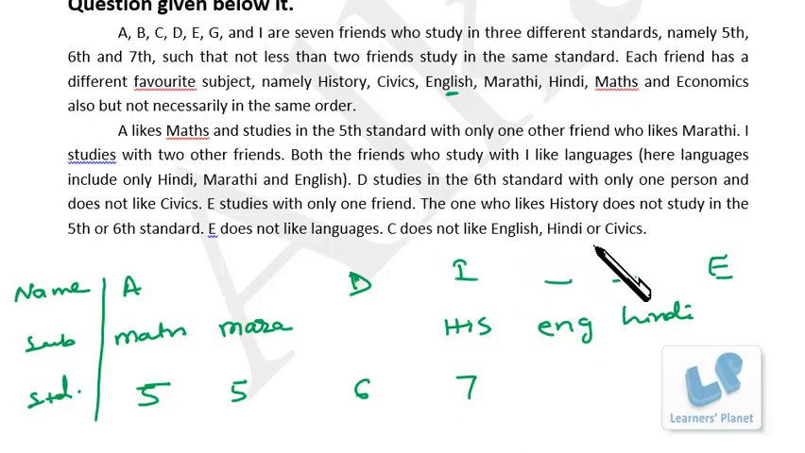C does not like English, Hindi or civics. So English, Hindi and civics are already not there. So C should be over here. And E also studies with only one friend, and D also studies with only one friend. So E should be in grade 6. Now we are left with two subjects, civics and economics. Now D studies in the 6th standard with only 1 person and does not like civics. That means economics, and that means E likes civics. These two people are in grade 7, B and G. There's a choice between B and G. We cannot get the unique answer.